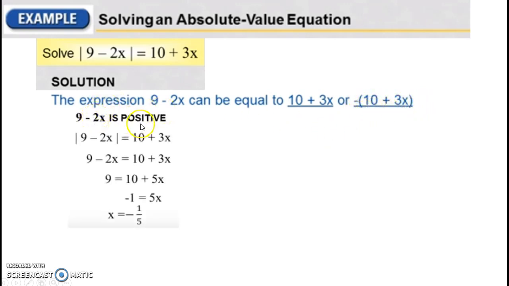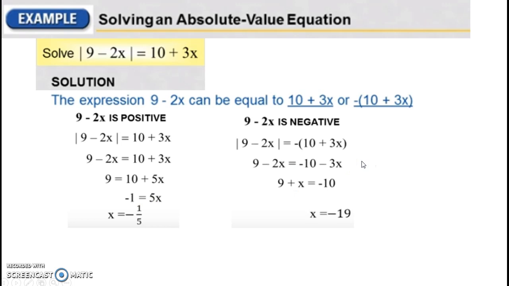When 9 minus 2x is positive, we have 9 minus 2x equals 10 plus 3x. We're going to get our variables together, so we're going to add the 2x to the other side, and that becomes 5x. So then we have 9 equals 10 plus 5x, then we'll subtract 10 from the other side to give us negative 1 equals 5x, then we'll divide by 5, and so x is going to be equal to negative 1/5.